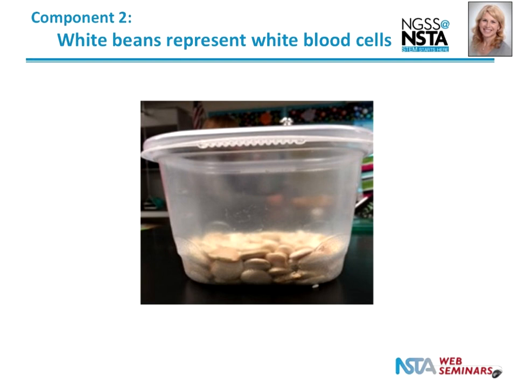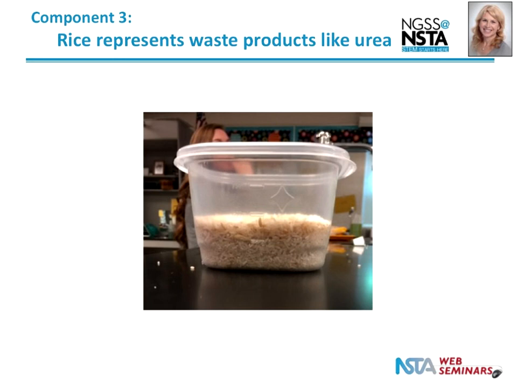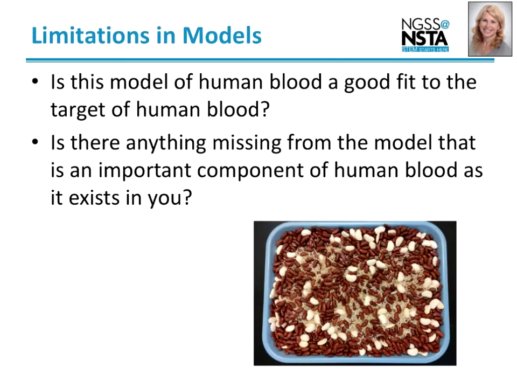And then they noticed that there were white beans, and the white beans represented white blood cells. Through discussion and my questioning, students developed an understanding of the relative size of red blood cells compared to white blood cells, as well as the relative number, just by using this model. And then the final component that students found was rice, and that represented a waste product like urea.